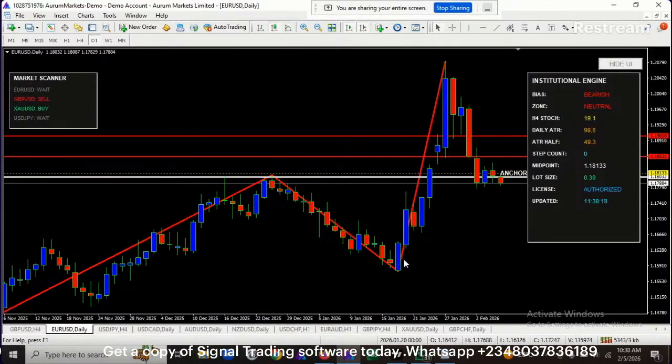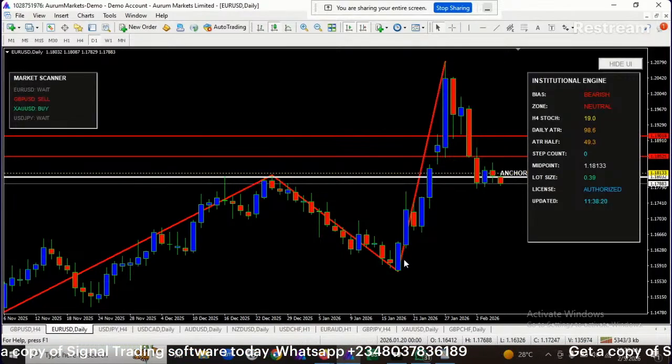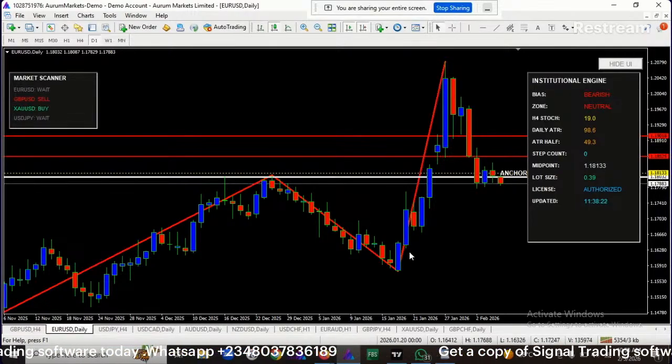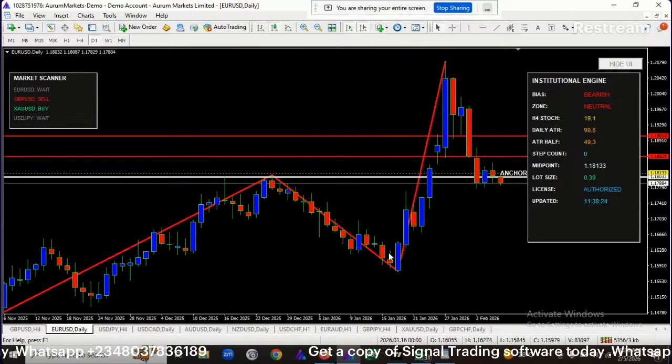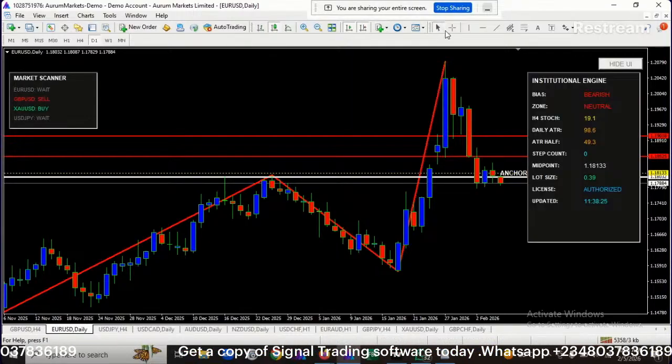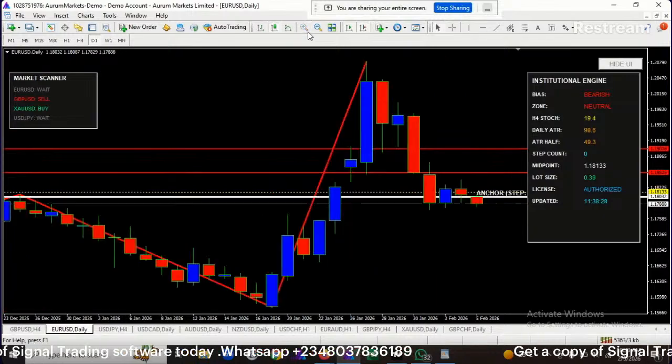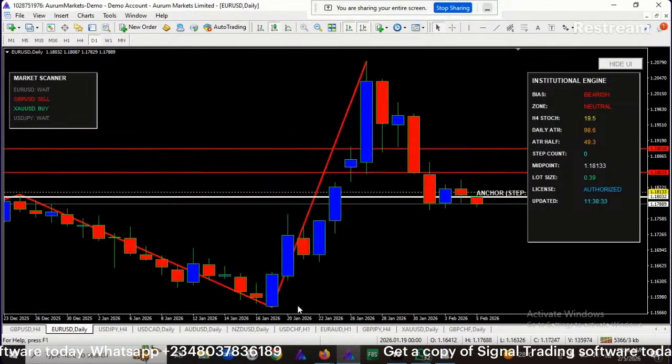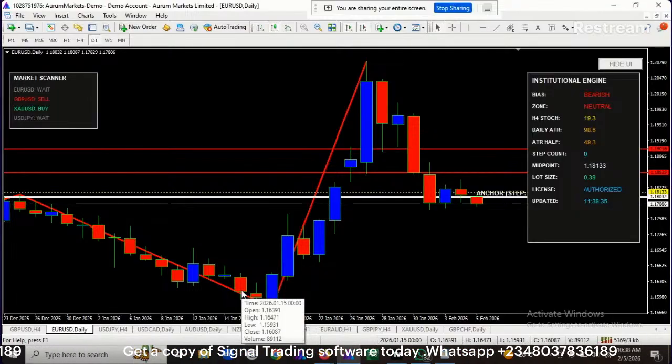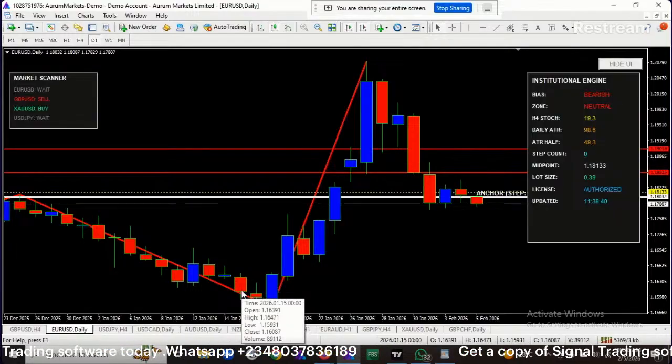So that will be it on candlestick pattern. You can see the engulfing pattern on euro, and after that engulfing pattern, you can see what happened to price. Price went up. You can see this engulfing pattern. So that will be all. If you have any question on candlestick pattern, let me know. So we're about to start market analysis for the day.